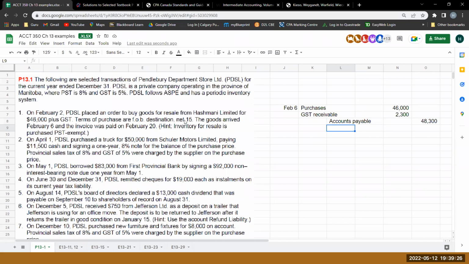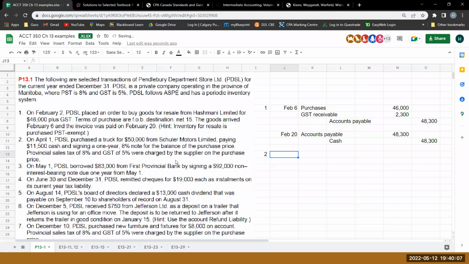Our terms are net 15, and there's no discount available. So 15 days from February 6th is February 21st. We paid the invoice on February 20th. So on February 20th, debit accounts payable because we are paying off the liability, and credit cash. There's no discount, so 48,300. All right, so that's the journal entry for transaction number 1.